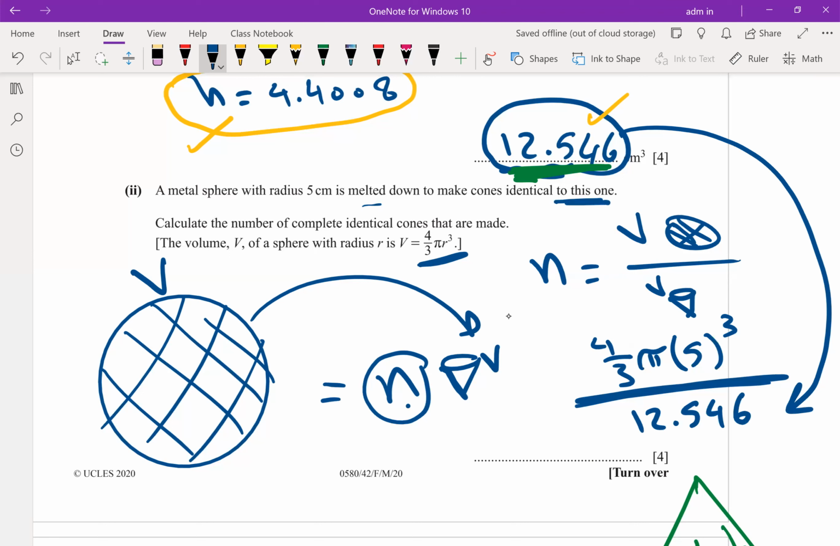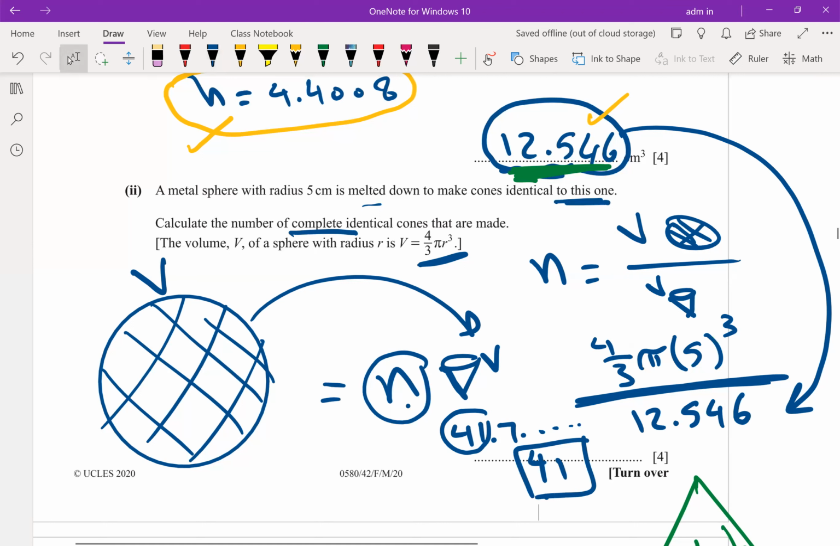Clear now? Yes, thank you. Your answer is 41.7. How many complete cones? It completes 41 because the 42nd is not complete, it's 0.7. So how many whole? The number of complete cones will be 41. This is the final answer. Now it's clear? Yes, Mr.